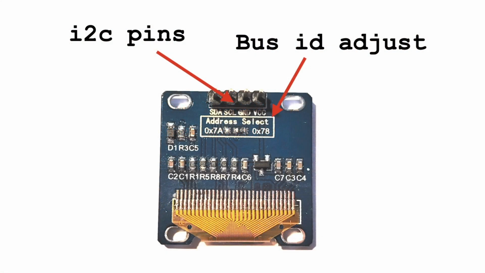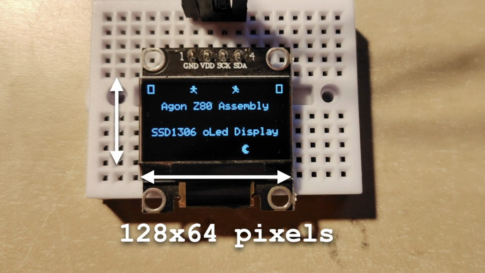On the back of the module you can see the I2C pins, and some of them have an ID adjust but not all of them. They also don't follow the same order for the I2C pins, so watch out as some of them may be a different way round.